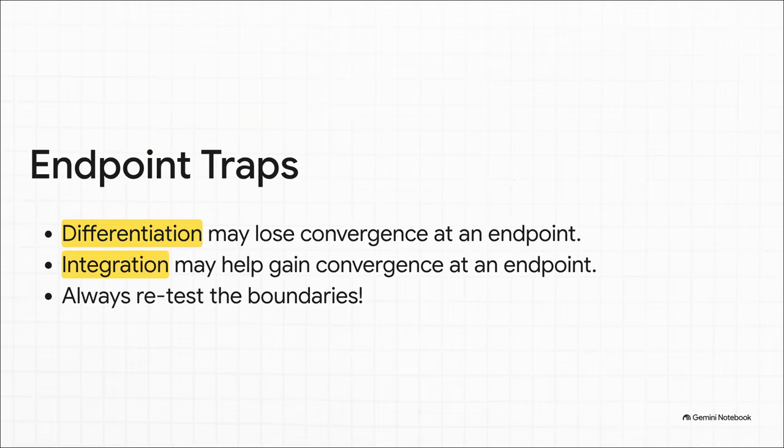However, I definitely have to warn you about a sneaky little trap here. While the overall radius stays the same, the behavior at the exact boundaries can actually shift. Differentiation is a bit destructive. It can make you lose convergence at an endpoint. Integration, on the other hand, is much more forgiving. It can actually help you gain convergence at an endpoint. So the big takeaway? If you perform calculus on a series, you absolutely have to retest those boundary endpoints.